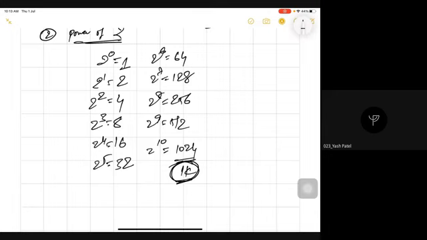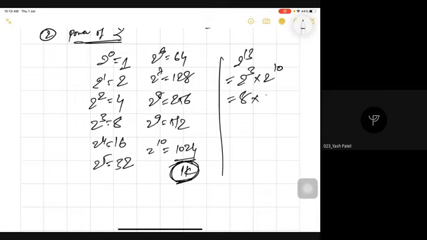Now, suppose I need to find out 2 raised to 13. What is the value of 2 raised to 13? So how to do that? 2 raised to 3 into 2 raised to 10. 2 raised to 3 is 8, into 2 raised to 10 is K, 1K. So it is 8K. Get it? So 2 raised to 3 is 8 and because of 10 it is 8K.